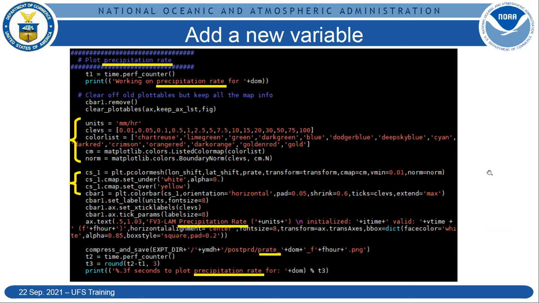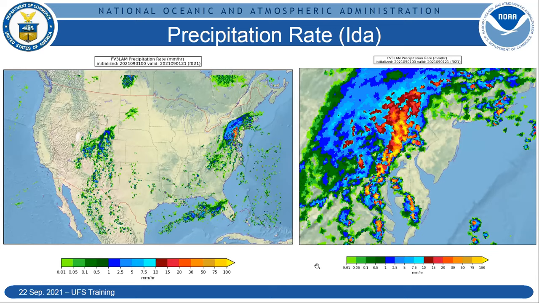So this is what I came up with for using the scripts in the SRW app for precipitation rate. On the left, we have a CONUS view of P rate. And then on the right, we have a zoomed in view over the IDA domain for P rate. So you can see there are actually some values that are greater than 100 millimeters per hour, which equates to greater than 4 inches per hour, which is quite a lot. So I think that's all I have.